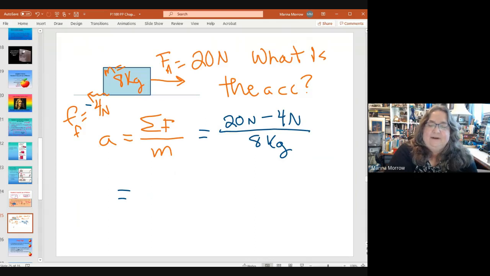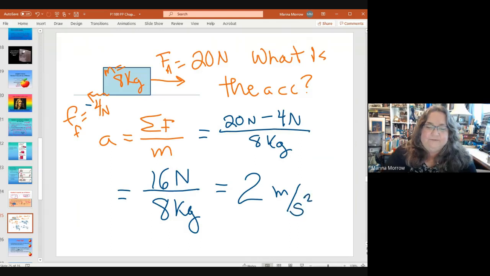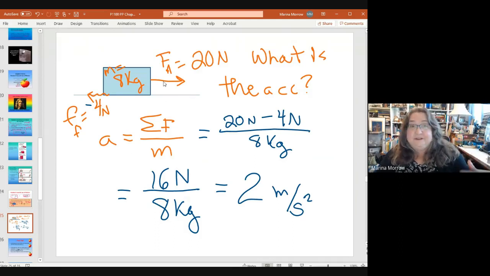Okay, so now what do I got? I've got that 20 minus 4 is 16 newtons. That's the net force. And my mass is 8 kilograms. So my acceleration is going to be 2 meters per second squared. Okay, so anyway, that's the way you would do what's called a difference of forces problem, where you've got more than one force you have to account for or take the difference of. Okay, and I could have three forces on here or more. Anyway, but right now we just have two.